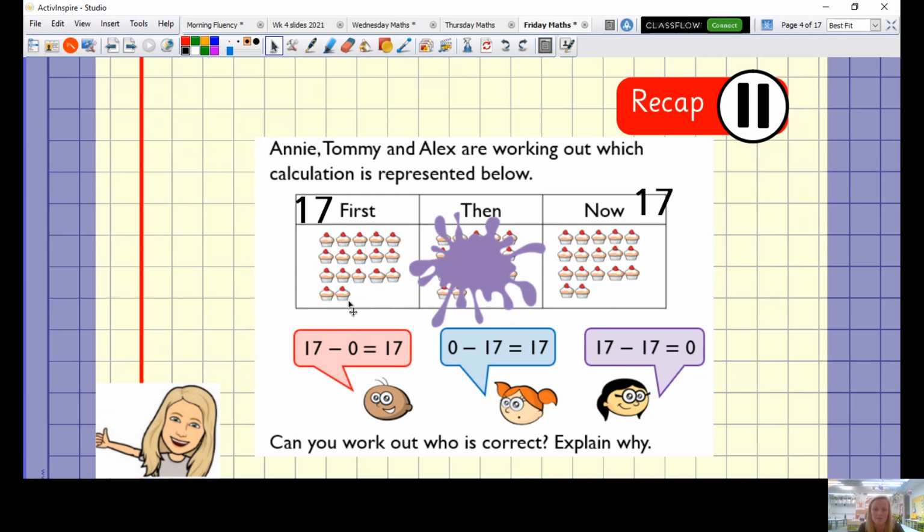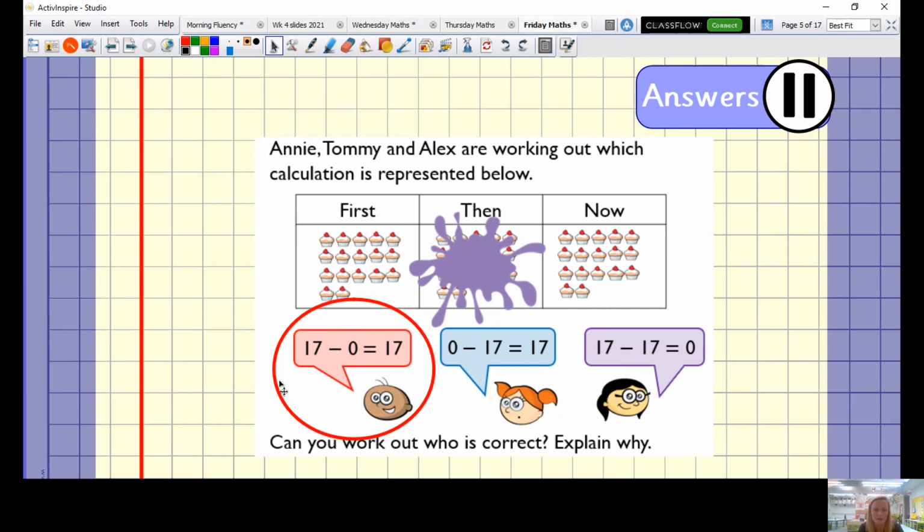So we can see that there's 17 there because 5, 10, 15, 16, 17. Then, not sure how many are there. And now there are 5, 10, 15, 16, 17. So have a look and see if you can explain why each of those people are right, or which person is right. Okay, so press pause and have a go.